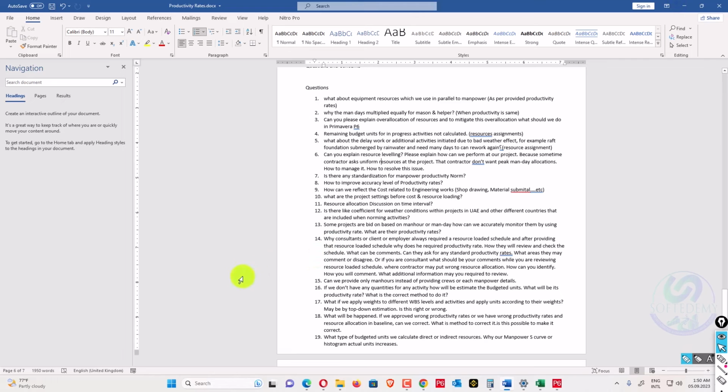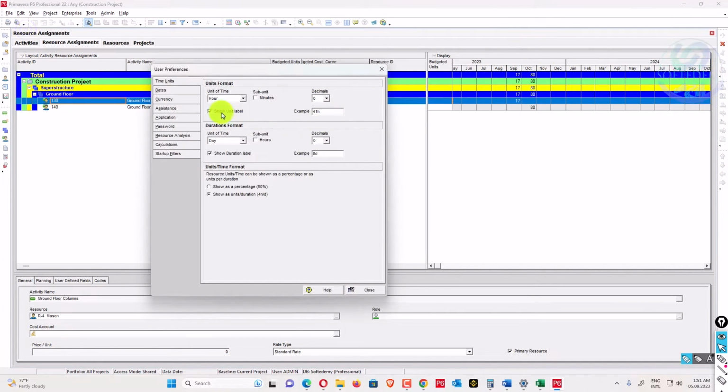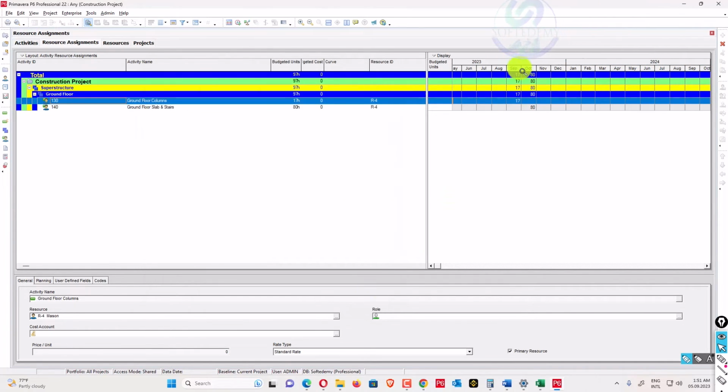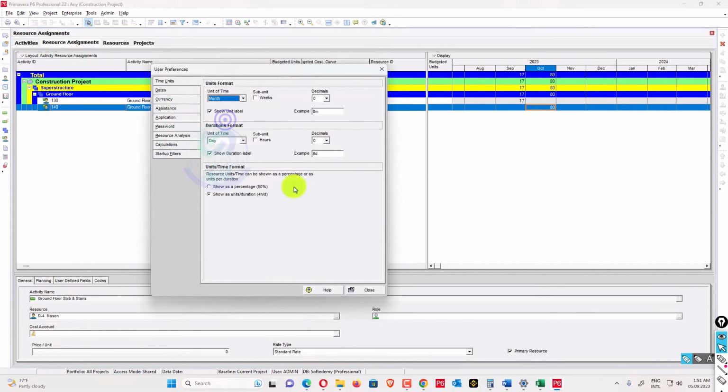So the next question is resource allocation and discussion on time intervals. In resource assignment there are time intervals, like January, February, March, April. This one, 17 and 80, is the unit; user preferences will go here. And if we show the labels here, we can see these are budgeted units. So budgeted units are in hours, 17 hours and 80 hours. If I want to convert that hour into months, this is man-months, how many months are required.